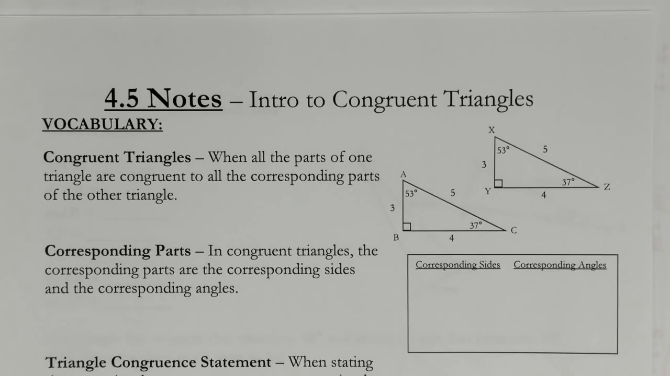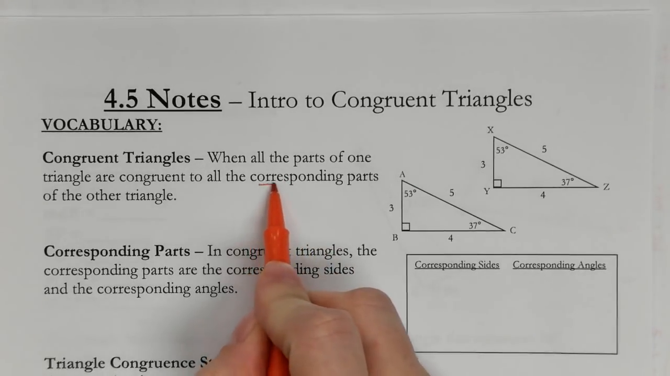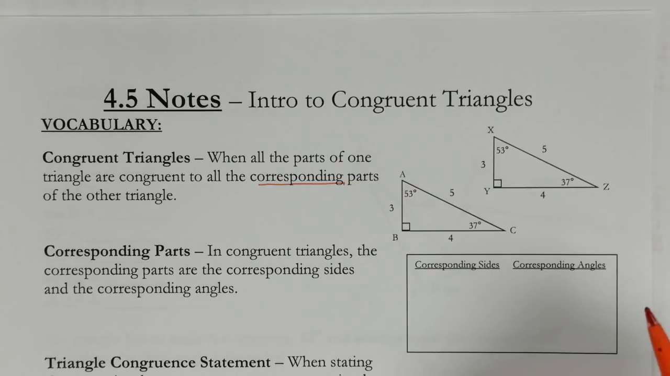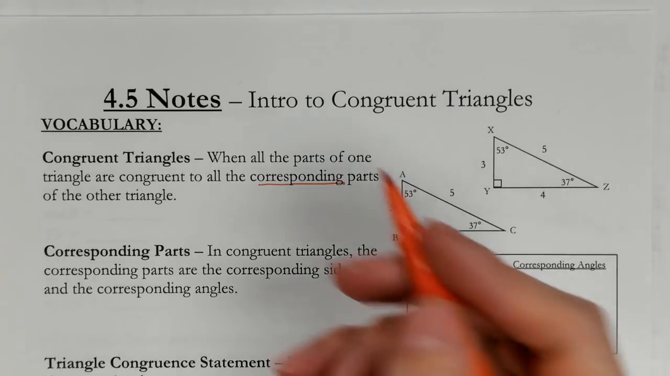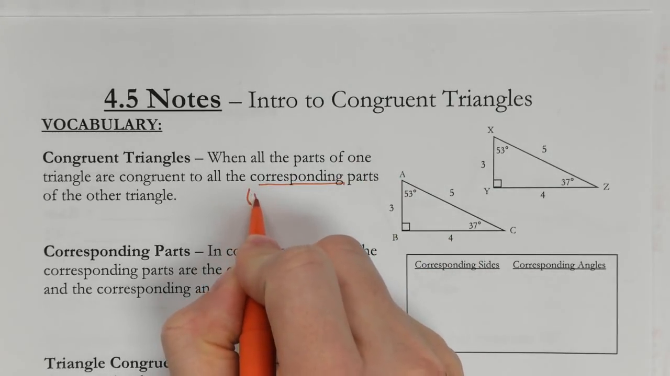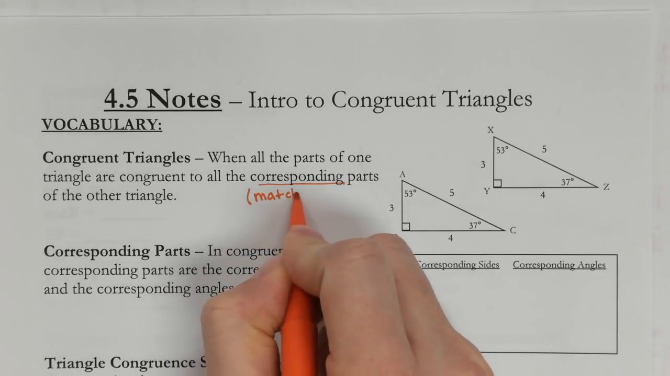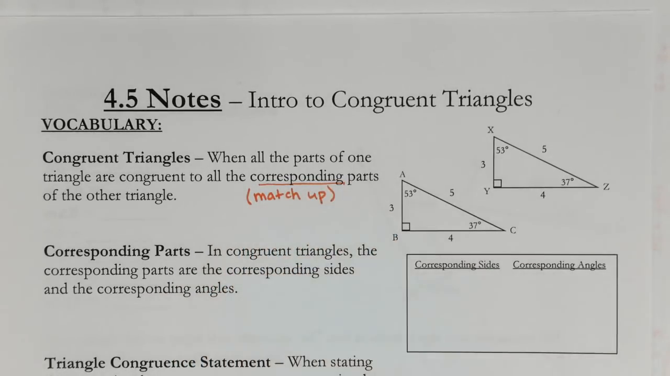Okay, so we're going to take your 4.5 notes right now, and they are about congruent triangles. So we know the word congruent, but when we're talking about congruent triangles, that means when all the parts of one triangle are congruent to all the corresponding parts of the other triangle. And when we say the word corresponding, kind of what we mean is the sides that match up with each other. And we'll talk about that a little bit more. You'll hear that word a lot in this unit.